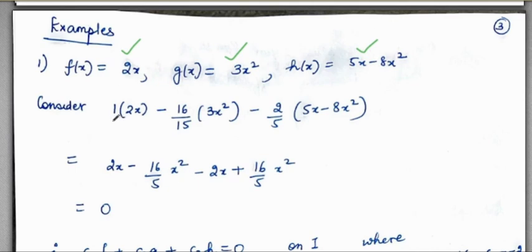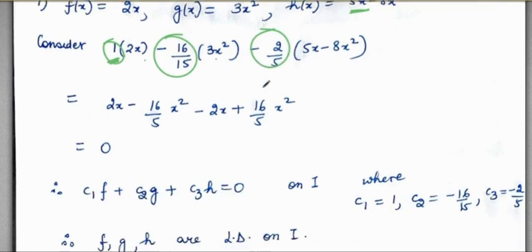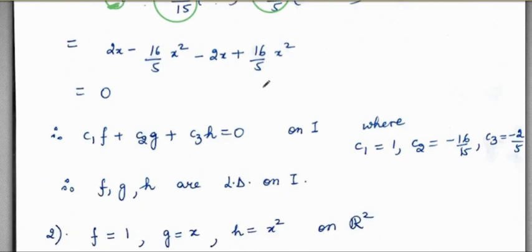Now this I've done by hit and trial. I chose this constant to be 1. So that makes it 2x, and adjusted this 5x by taking a minus 2 by 5 here so that the x term cancels out. And then I adjust the x square term accordingly so that everything else cancels out to give me that 1 times the first function plus minus 16 by 15 times the second function plus minus 2 by 5 times the third function is 0, where c1, c2, c3 all are non-zero.